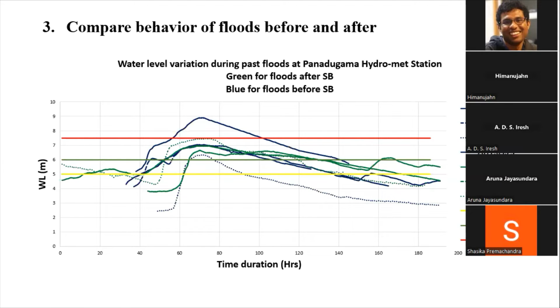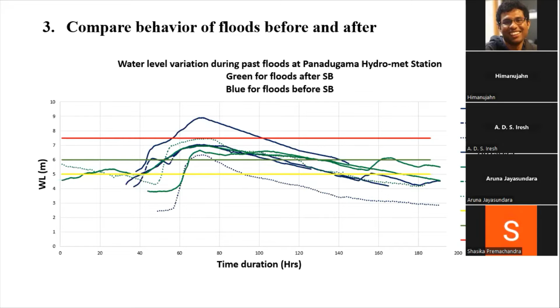Coming to the flood behavior, by analyzing the flood hydrograph, you can see in this graph the flood hydrographs of previous floods, starting from the 2012 flood up to the 2023 flood. You can see the major flood events here, for the Panadugama hydromet station flood hydrographs. The 2012 flood is the highest flood, and the 2023 flood was not up to that level. Even though it was not at that level, it was recorded as the most impacted flood event.